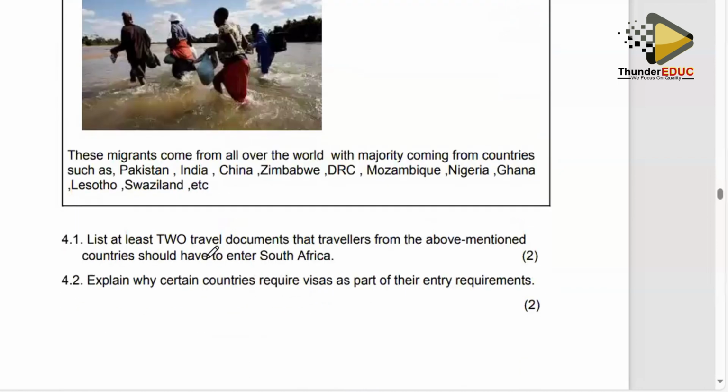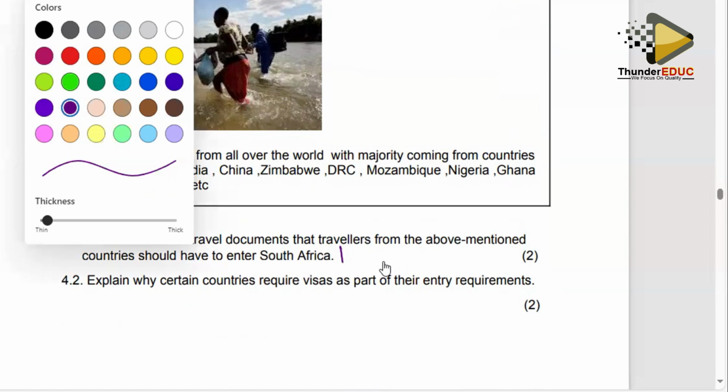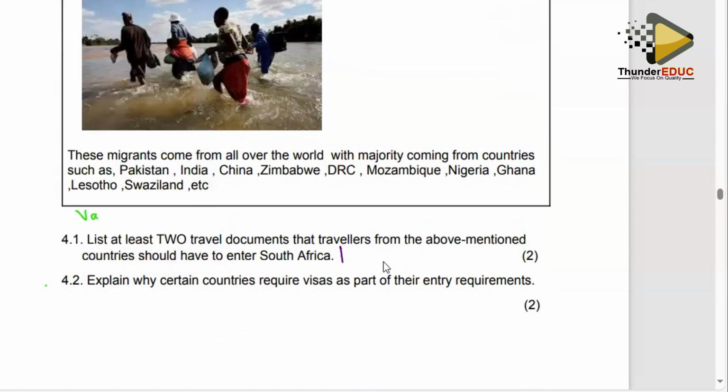So the first question, list at least two travel documents that travelers from the above mentioned countries should have to enter South Africa. So the first thing which they need is a passport. In fact, let me actually state that they need valid passports. It's not just a passport, but the passport also needs to be within the validity period. So the first document is known as a valid passport. Then they also need a valid visa. So these are the two answers for the first question. Valid passport, valid visa. Those are the two documents which are required from travelers from the above mentioned countries if they want to enter South Africa.